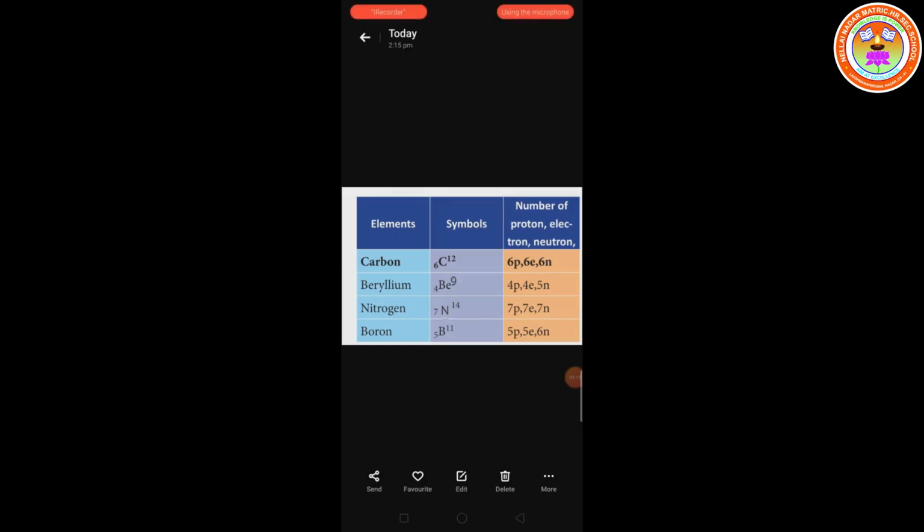So first we have to calculate the atomic number of carbon. So carbon contains 6 proton, 6 electron. So atomic number is 6. Mass number: it contains 6 proton and 6 neutron. So 6 proton plus 6 neutron, 12. So mass number is 12. So the symbol is 6C12.